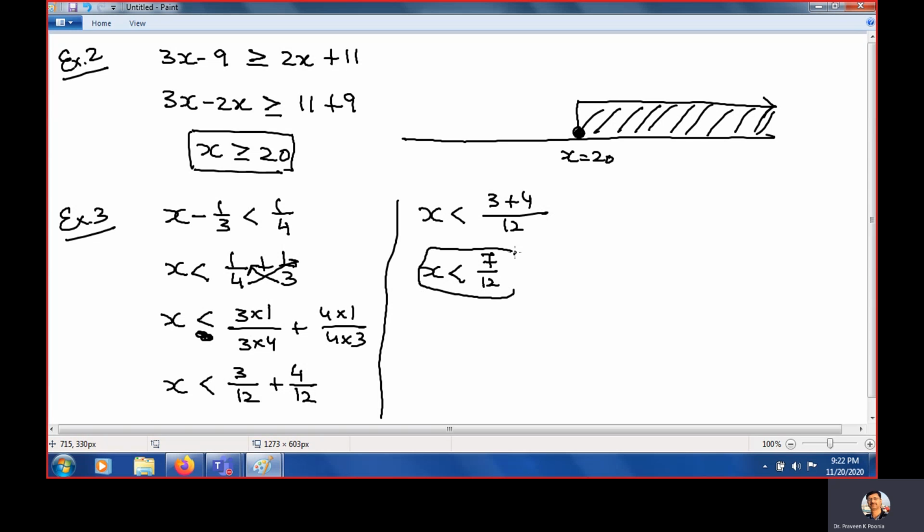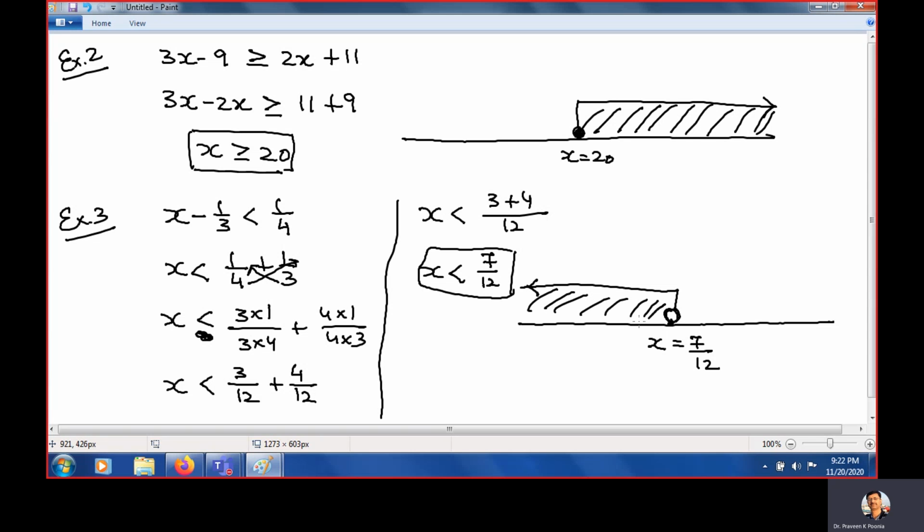Clear? For us, it is very difficult to mark the value here. So how will we do it? We will mark here x is equal to 7 upon 12, this point. Clear? It is less than this. Less than means we will make an open dot, open circle, this side. Less than means this side, and we will mark this. Finish. The graph is very easy.